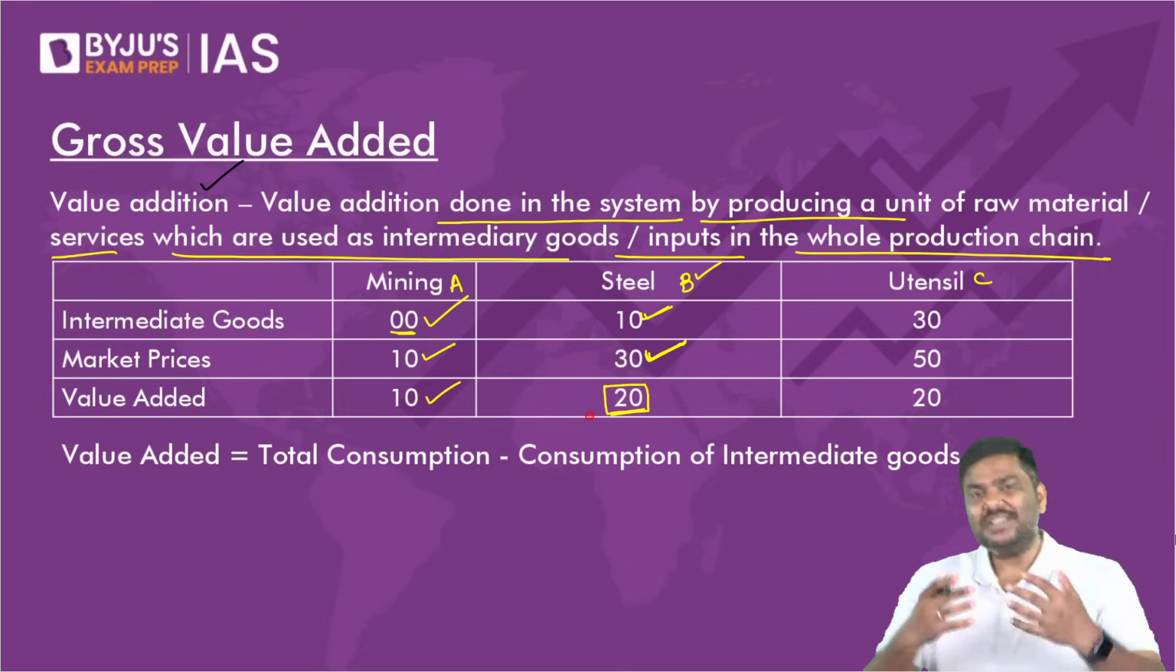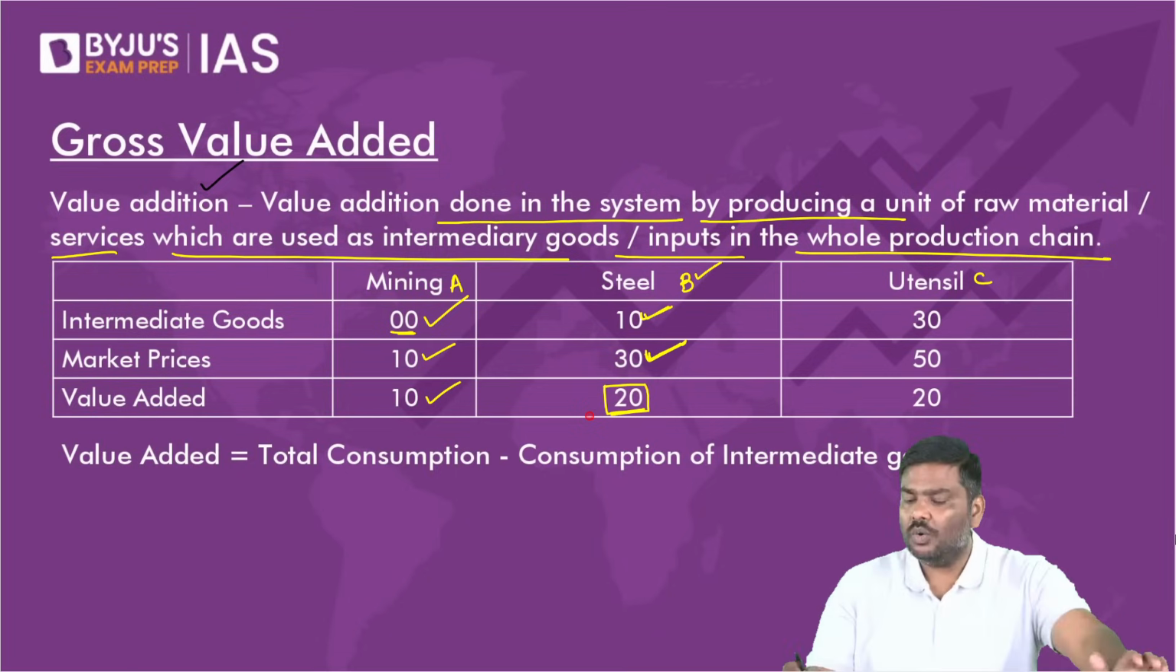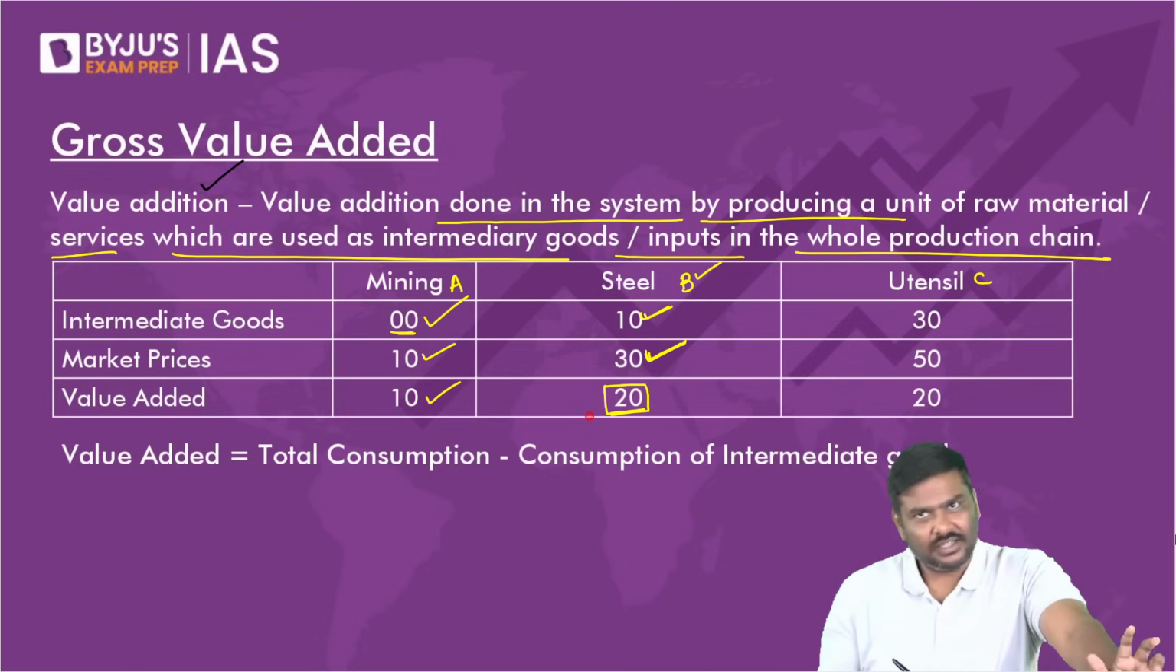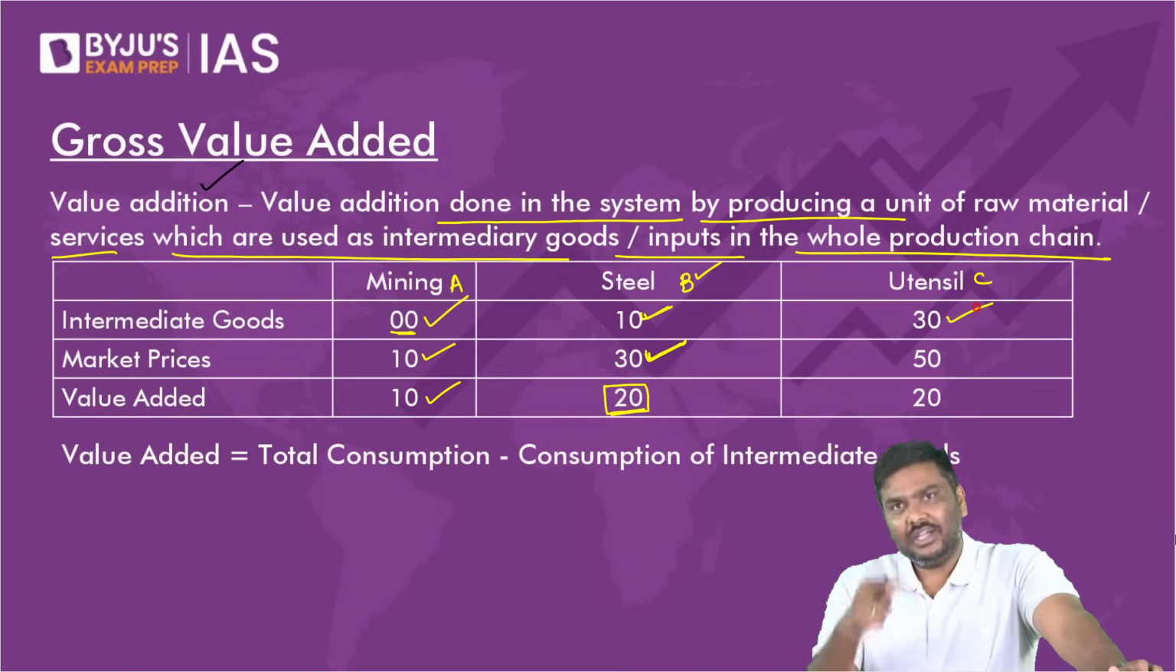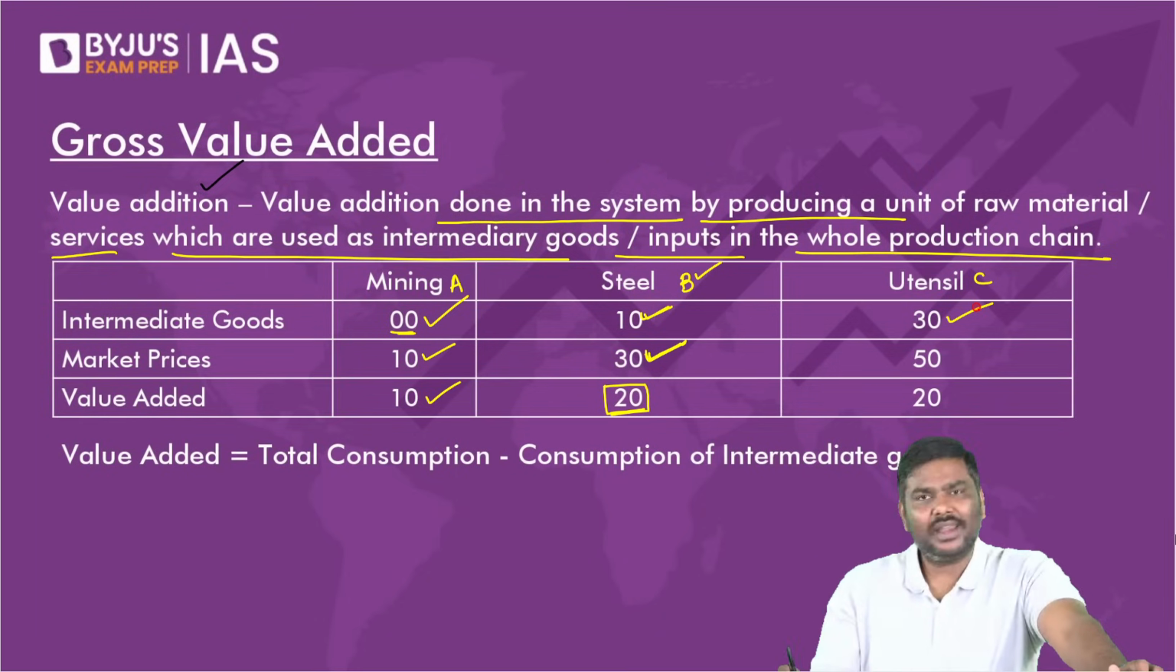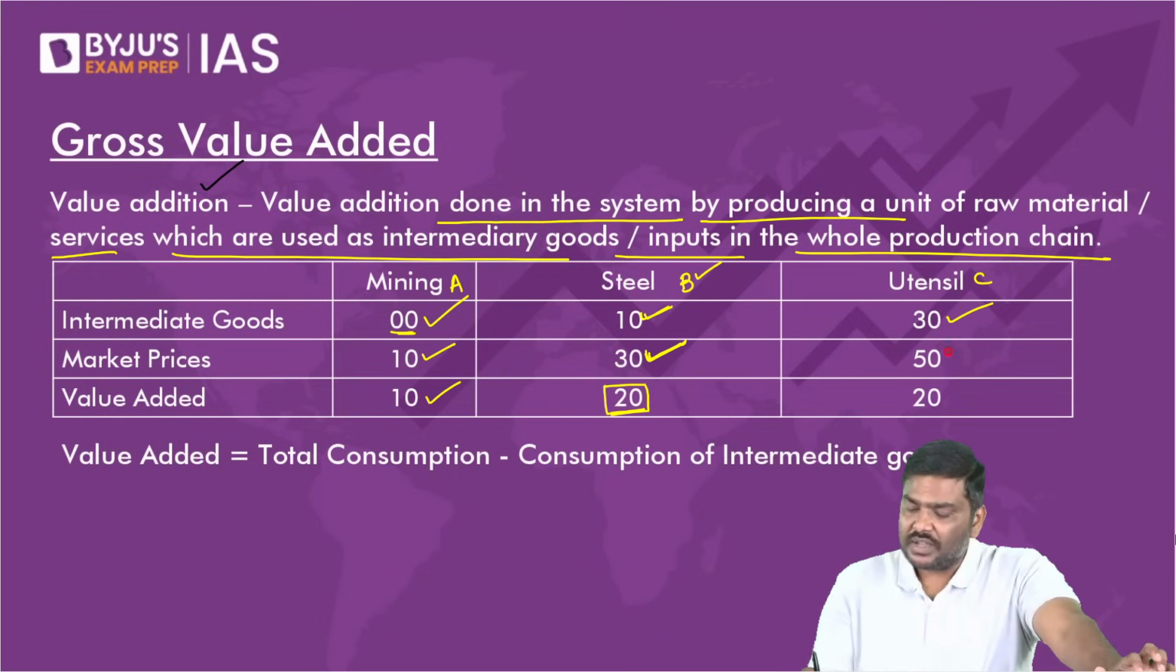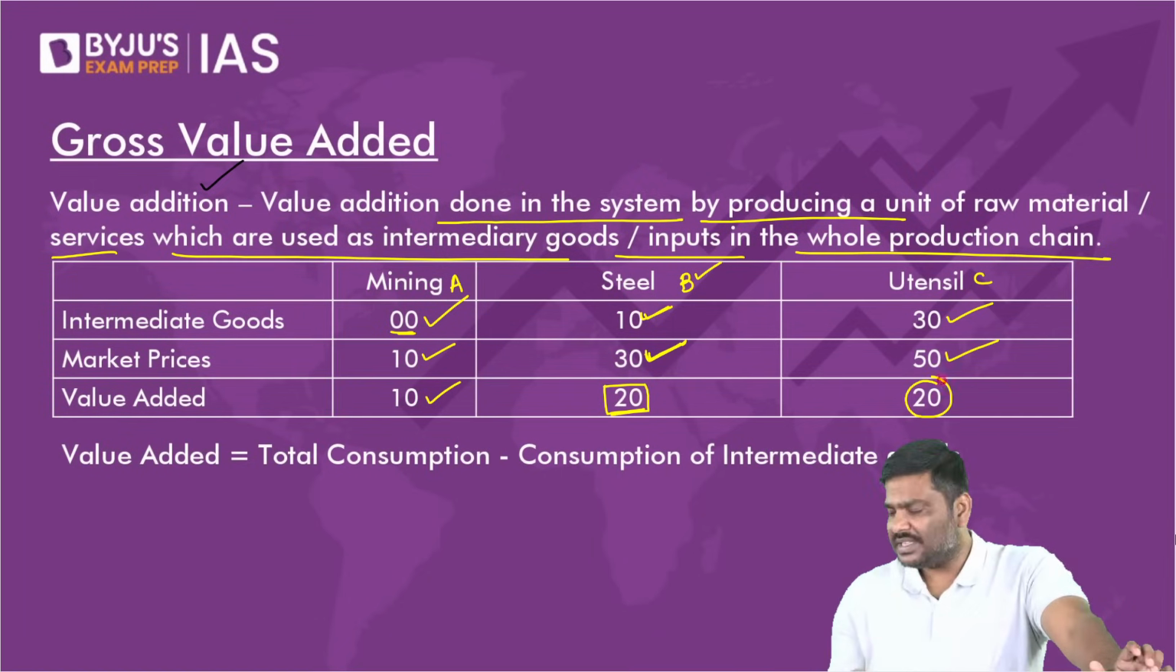Company C will purchase raw material, that is an intermediary good, steel sheet at 30, convert that into a utensil, and sell it in the market at 50. What is the value addition done by company C here? Company C does a value addition of 20 rupees.